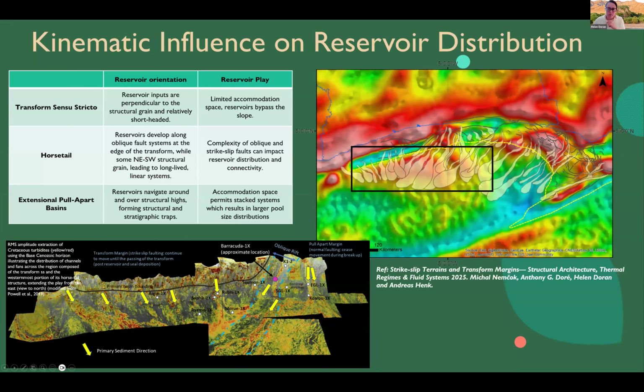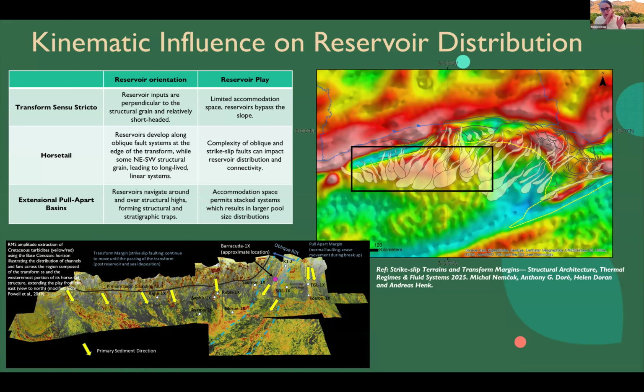We will start first by looking at reservoir deposition, which is very strongly influenced by the underlying kinematic framework. If we look at the entire margin in a very broad or gross sense, what we observe is that along the transform sensu stricto, reservoir inputs tend to be perpendicular to the structural grain, and they're relatively short-headed when you compare it to the rest of the margin.